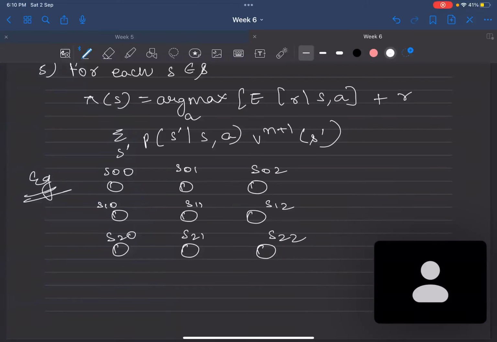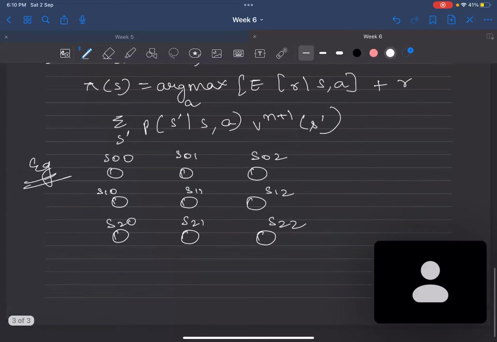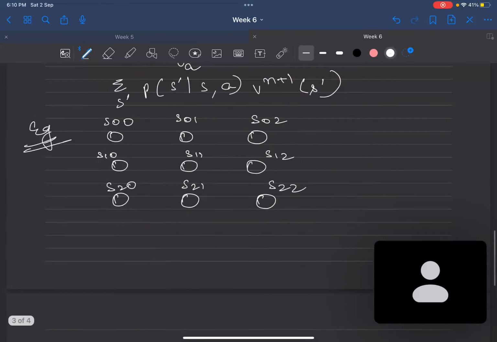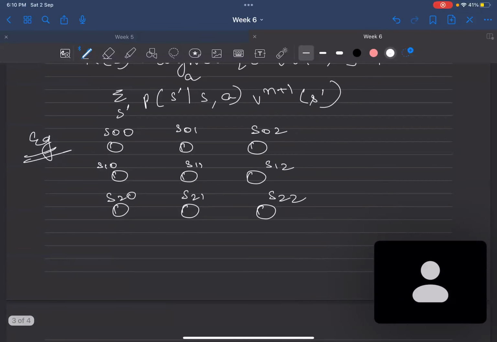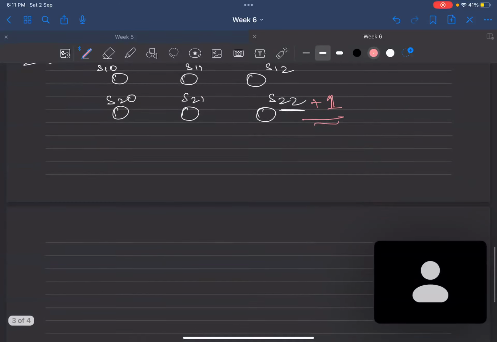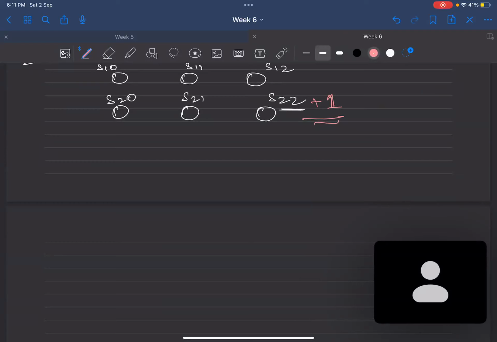So basically, these are the states: S00, S01, S02. And whenever I reach the state S22, let us say the reward is plus 1. Otherwise, the reward is 0. Let us take this as an example. Now, starting with iteration 1.